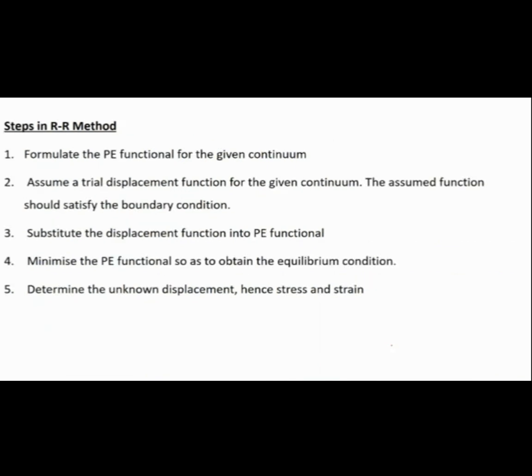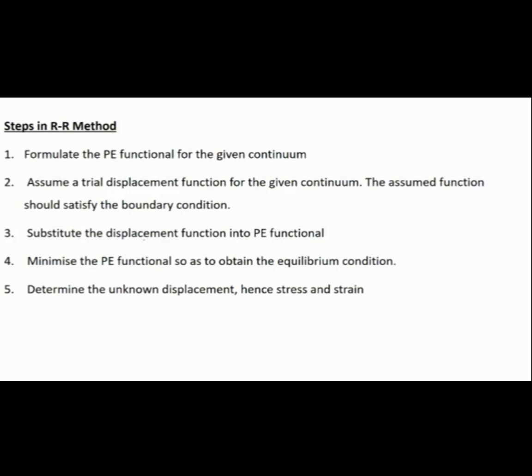There are some steps in the Rayleigh's method. First, you need to formulate the P function of a given body or given continuum. Then after formulating the P function, you have to assume a trial displacement function for whatever continuum you have considered. And one more condition is that the trial displacement function you are considering should satisfy the given boundary condition for that particular problem.